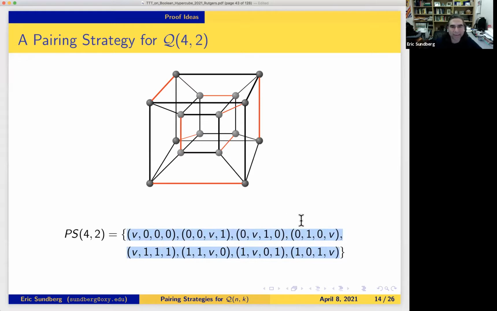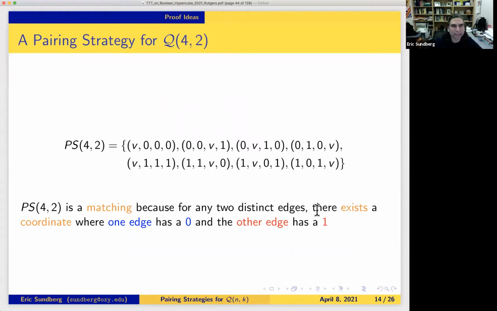I've written the 8 edges in this vector notation. And the first thing I'll check is, do they form a matching? So for each of the, well, we have 8 choose 2 pairs of edges. And for each of those pairs of edges, I need to check, can I find a coordinate where one of them has a 0, the other has a 1.